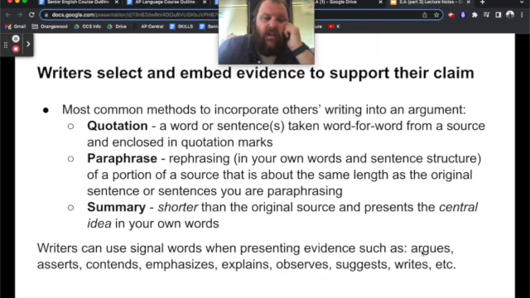Writers can use signal words when presenting evidence, such as this writer argues, or he or she asserts or contends. They emphasize, they explain, observe, they suggest, they write, quote, and so on. So there are all these signal words, and those are helpful to have in your toolbox, ready to go.